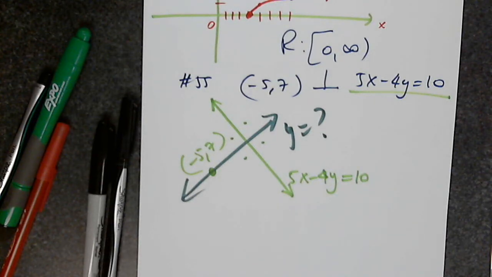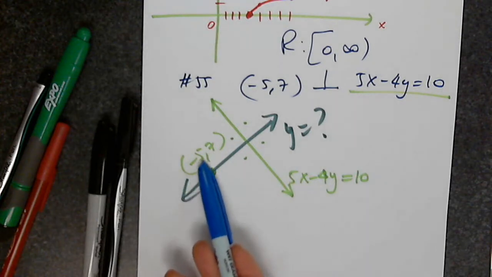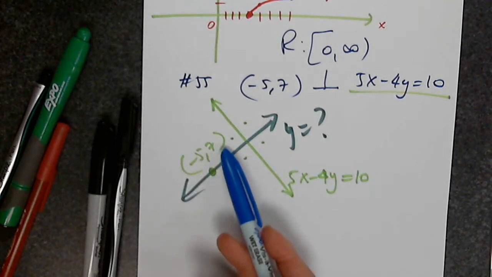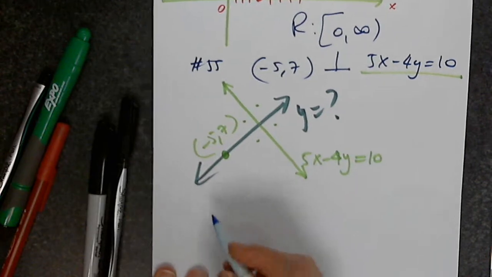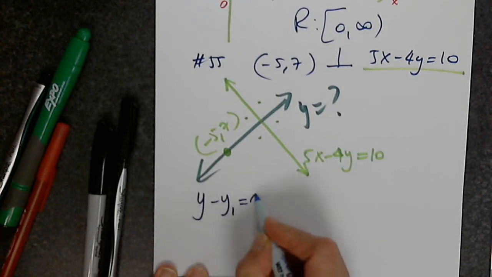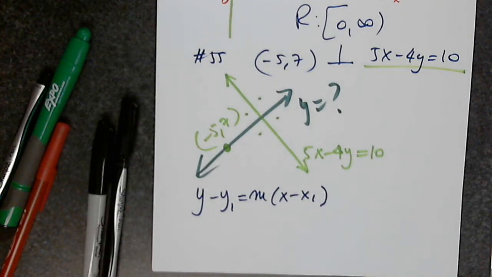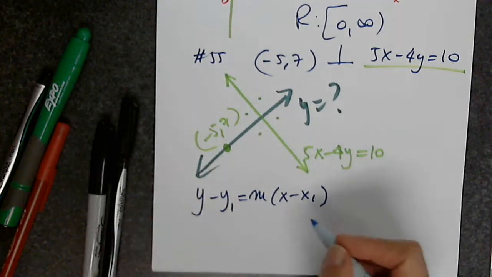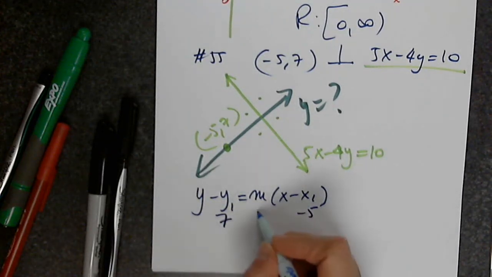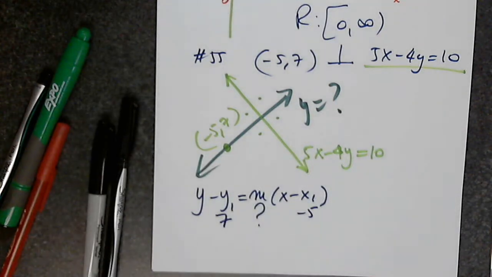So what do I do? Yes, I do have a point. This point is not the y-intercept. It's not 0 comma a number. So I will have to think of y minus y1 equals the slope times x minus x1. I have no choice. I do have a point, which is negative 5 comma 7, but I'm missing a very important piece of information. I'm missing the slope. So how do I continue?